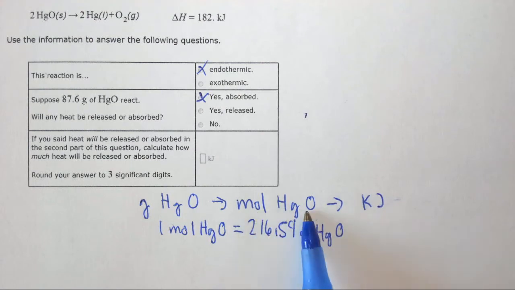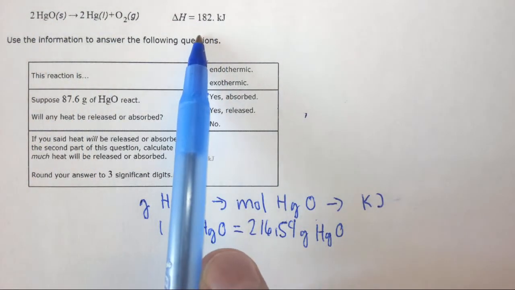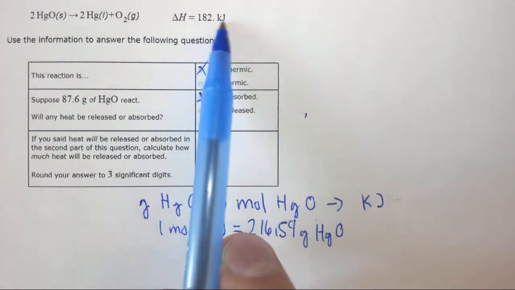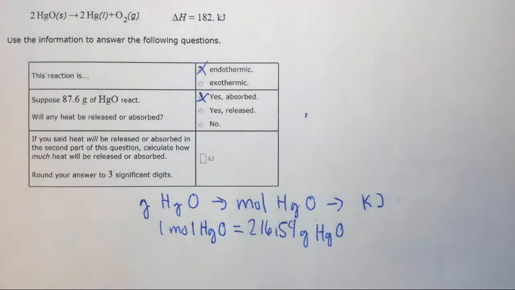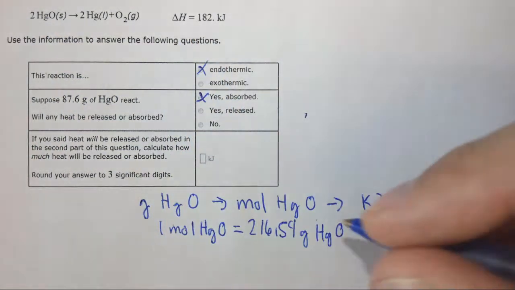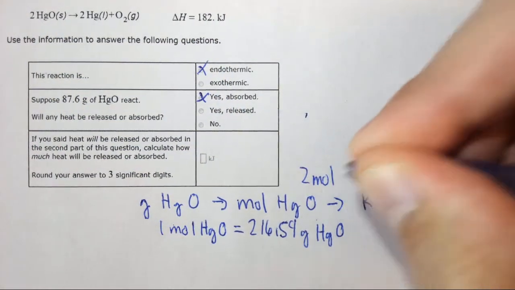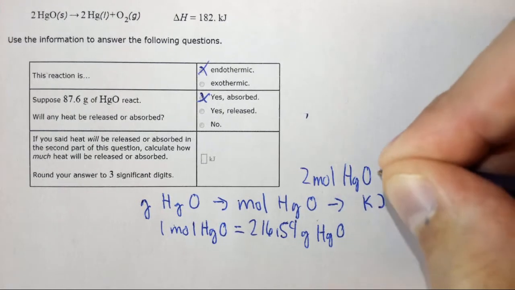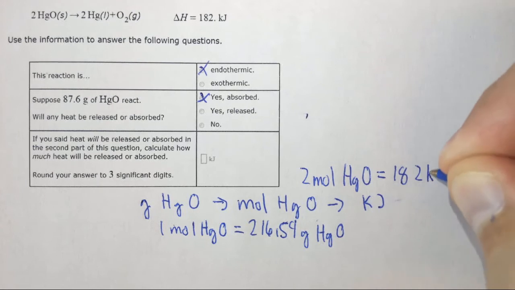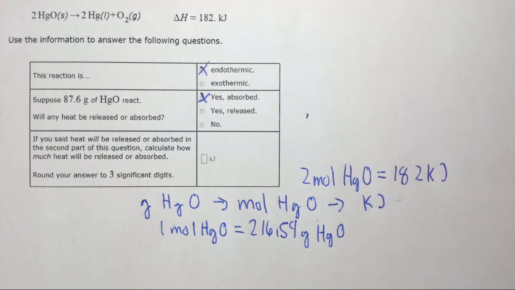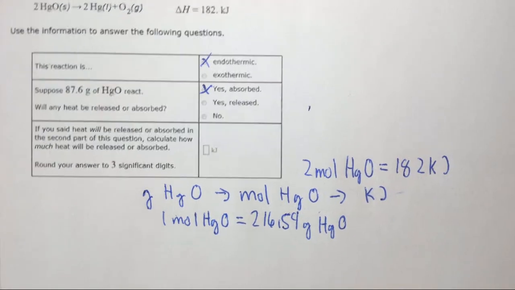So if we want to go from moles of mercury(II) oxide to kilojoules, we have to look at the balanced chemical equation. The kilojoules are the enthalpy of the reaction. The moles are the stoichiometric number of moles, because this is for the reaction as written. So 2 moles of HgO is equal to 182 kilojoules of heat energy being absorbed, because that is the enthalpy.